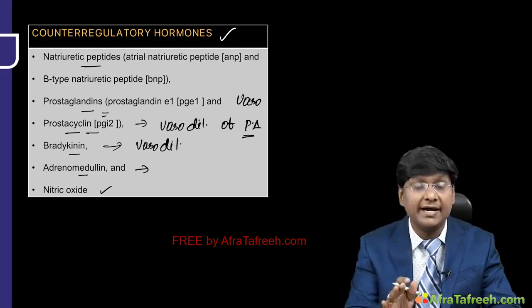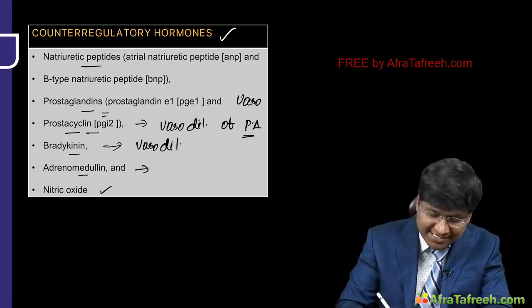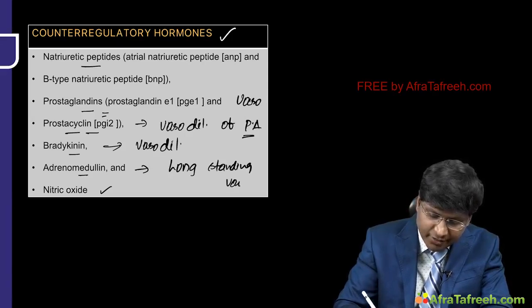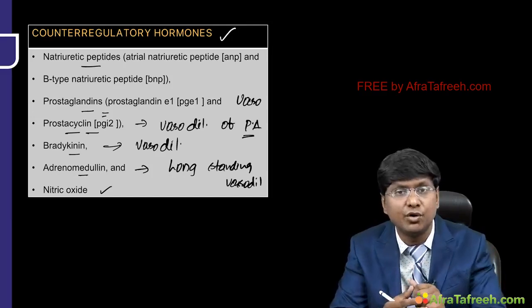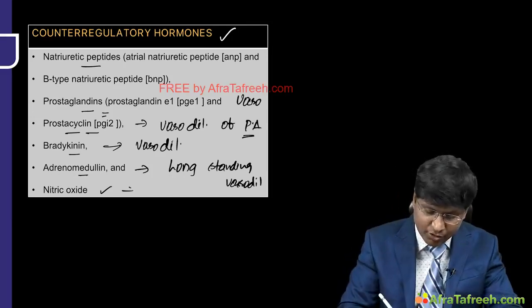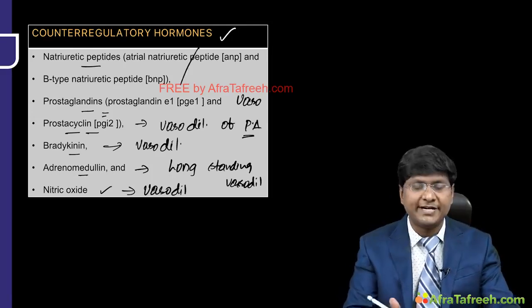And then you take this adrenomedullin. Adrenomedullin is a potent long-standing vasodilatory agent, and thereby it also will reduce the afterload on the heart. Nitric oxide is also a vasodilatory agent. These natriuretic peptides, what will they cause?